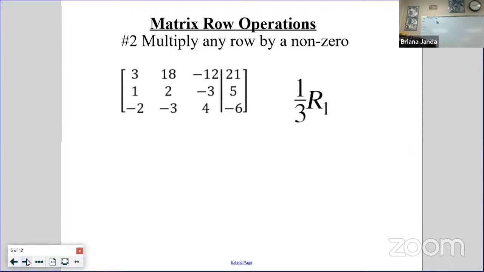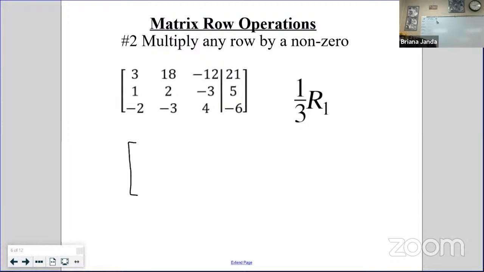A second matrix operation that can happen is we can take any row and multiply it by a scalar. Very similar to what you would have done at the beginning when you were solving your system by elimination, is that you would have multiplied one of your equations by a number. We can do that here. So again, this tells us what we're doing. We're going to take 1/3 times row 1.